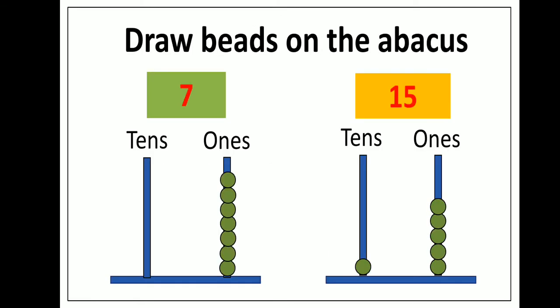Now draw beads on the abacus. First you start with ones, seven. Draw 7 beads on abacus. 1, 2, 3, 4, 5, 6, 7. On the other side, no tens here. 1 ten and how many ones? 5. 1, 2, 3, 4, 5. 1 ten and 5 ones is equal to 15.